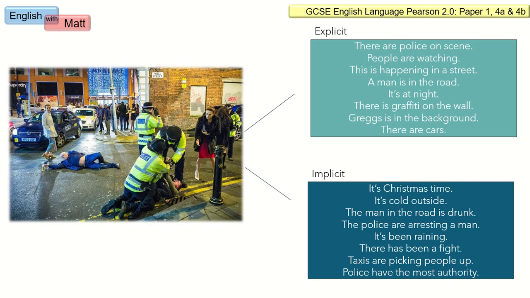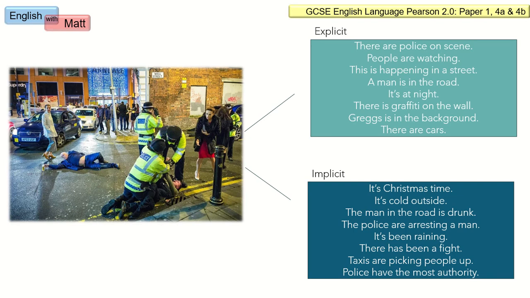Those cars could be taxis, because we know that when cars line up like that outside maybe a club or a bar, it's because people have drunk too much to drive home themselves and they're being picked up by an Uber or a taxi. And in this situation, because we know what the police represent in society generally, we probably make the inference that the police have the most authority out of all of these people.